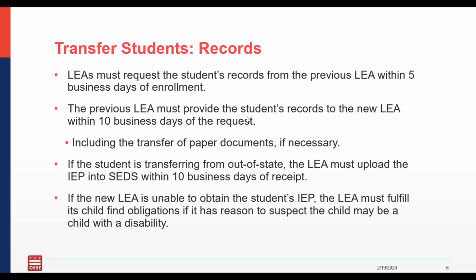And again, that includes the transfer of paper documents if needed. So if you're thinking about this in real practical terms, we're talking 15 business days of enrollment. That's 3 weeks. It's a lot of time for a student to not be receiving the services that they are entitled to. And it's a lot of time for a new school to not know a lot about a student who's coming from an old school. So we do ask that you effectuate the transfer of records as best as you can and as quickly as possible to make sure that students have access to what they need at the new school.